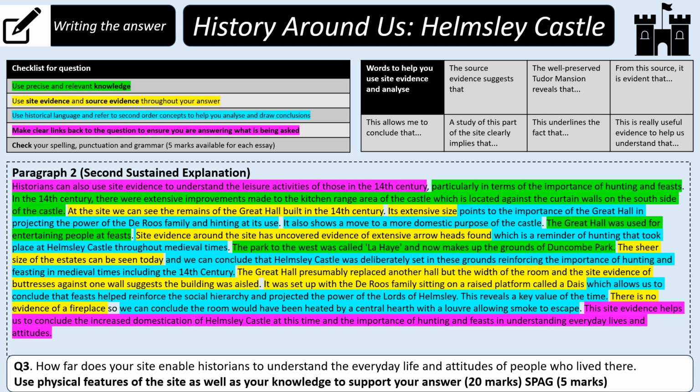Its extensive size points to the importance of the Great Hall in projecting the power of the de Roos family and hinting at its use. It also shows a move to a more domestic purpose of the castle. The Great Hall was used for entertaining people at feasts.